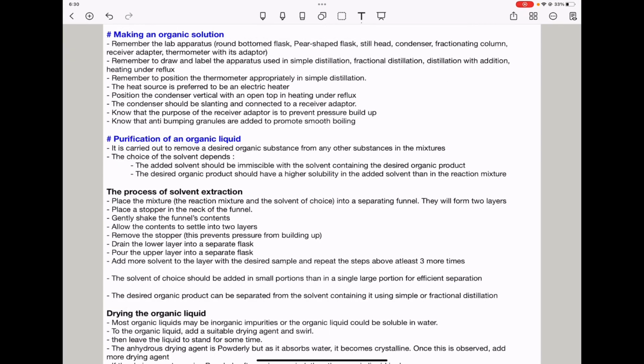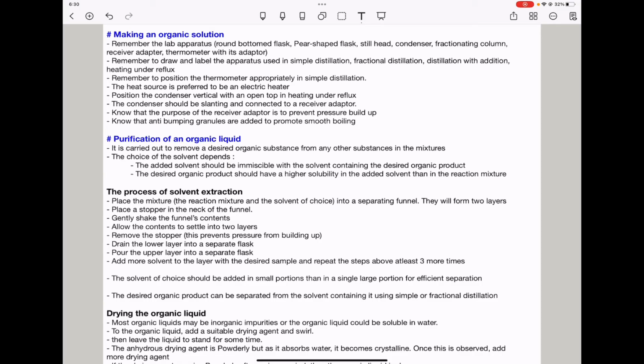When we go to making an organic solution, remember the lab apparatus, like a round bottom flask, a pear-shaped flask, a still head, a condenser, fractionating column, a receiver adapter, as well as a thermometer with its own adapter. You need to remember to draw and label the apparatus used in simple distillation, fractional distillation, distillation with addition, as well as heating under reflux.